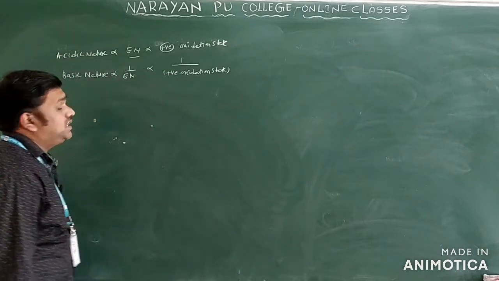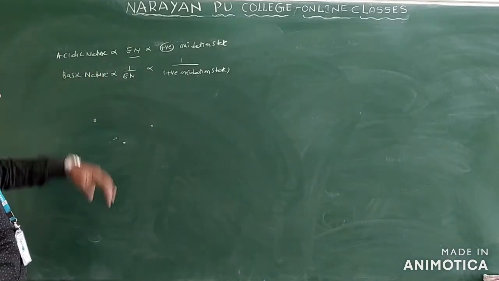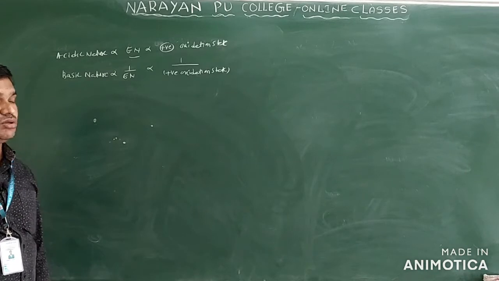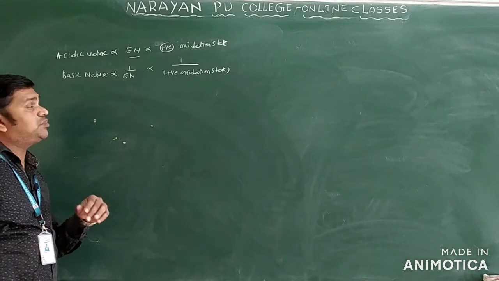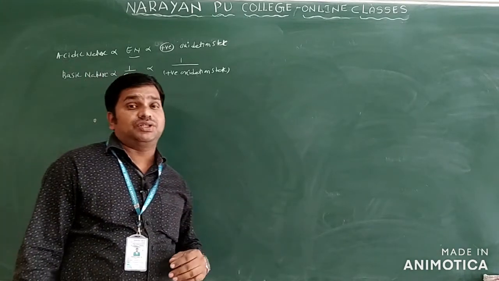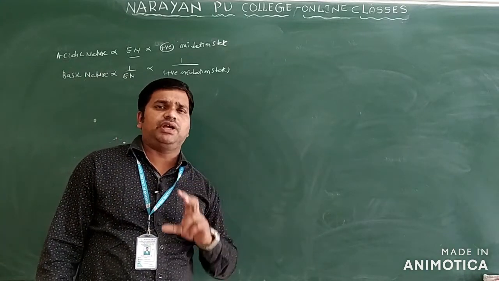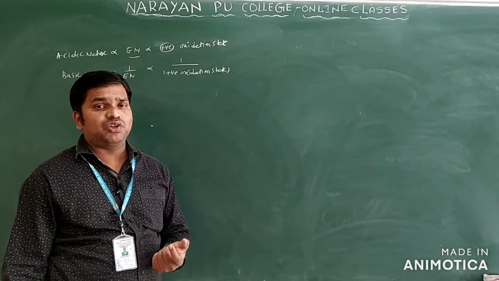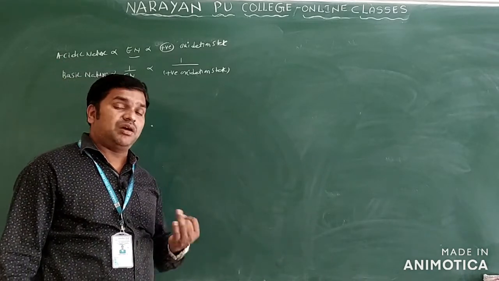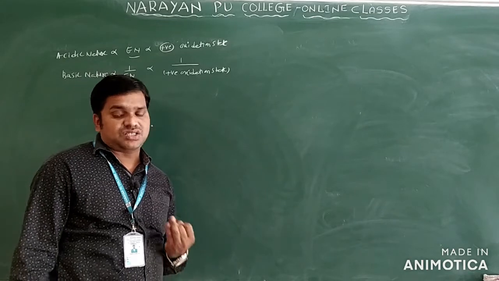Coming to basic nature: acidic nature and basic nature are inversely proportional to each other. Basic nature is inversely proportional to electronegativity and inversely proportional to positive oxidation state. So this is one shortcut to identify acidic and basic nature by comparing electronegativity and oxidation state.